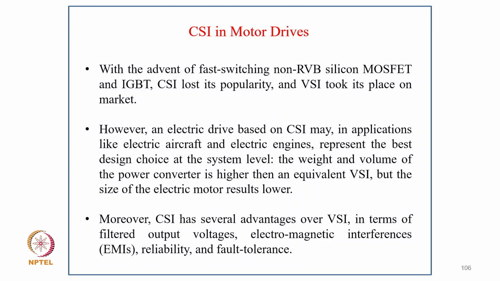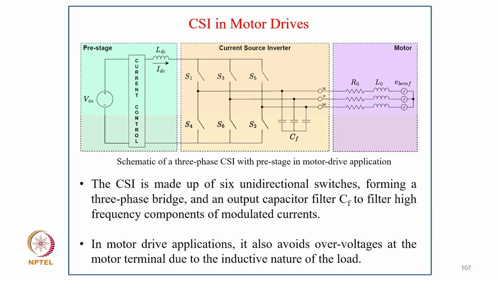The weight and volume of the power converter is higher than the equivalent VSI, but the size of the electric motor results lower. And moreover, CSI has several advantages over VSI in terms of filter output voltage, electromagnetic interference, reliability, and fault tolerance. And this is a typical schematic of the three-phase current source inverter in motor drive application. So CSI is made of 6 unidirectional switches forming a three-phase bridge and an output capacitor CF filter to filter the high frequency component of the modulated current.